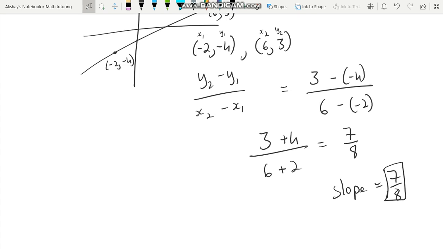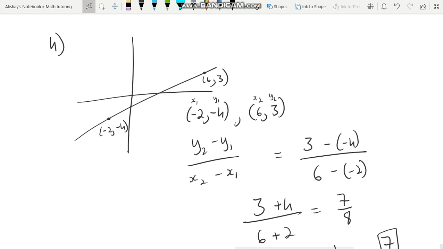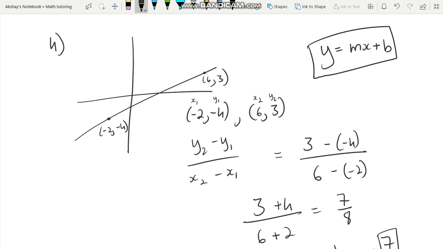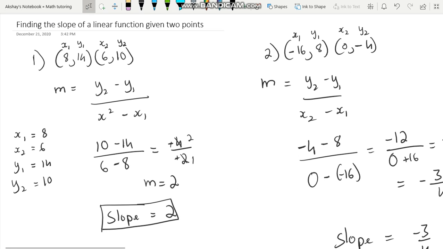There we go. I have another video of how you can find the complete slope intercept form of your function given 2 points. I'll leave an iCard up here for that video, and you would use the function y is equal to mx plus b in that case. So that was finding the slope of a linear function given 2 points.